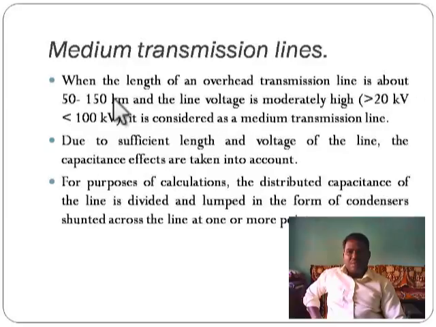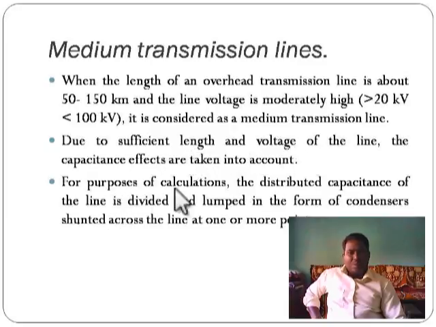Next is the medium transmission line. Here the length of the overhead transmission line is about 50 to 150 km, and the line voltage is moderately high, greater than 20 kV and less than 100 kV. This kind of specification is said to be a medium transmission line. Here we have sufficient length and sufficient voltage, so obviously we have the effect of capacitance also. We have to take the capacitance into account for the mathematical calculations and analysis.